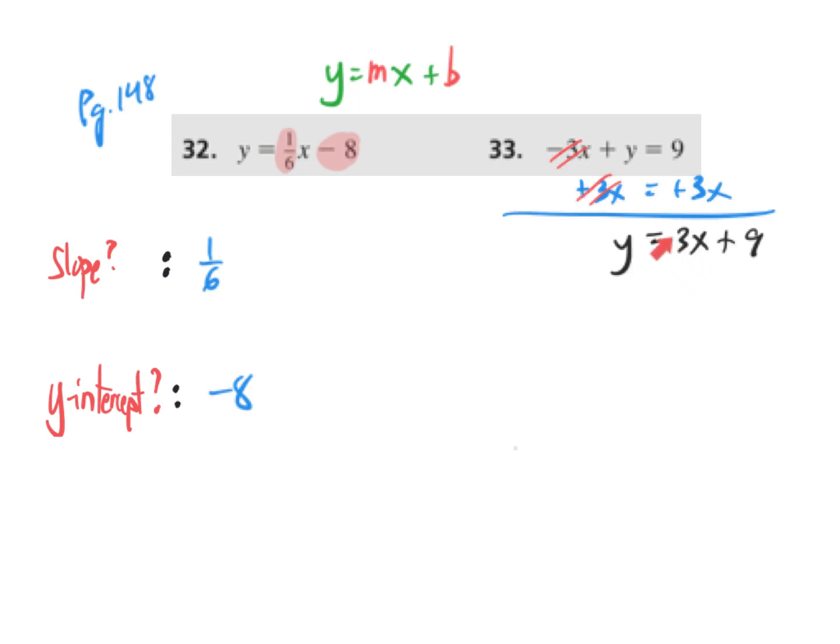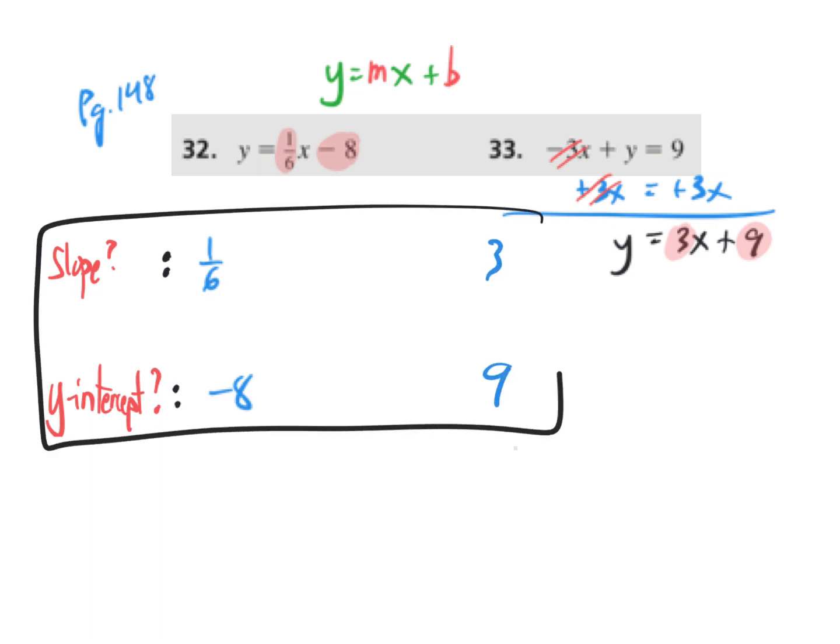And now it's in the form of the slope-intercept version of an equation of a line. And the slope is the number multiplied by x, which is 3. And the vertical intercept is the constant 9. So 3 and 9. There was another way to do this equation. Let's take a look at that.